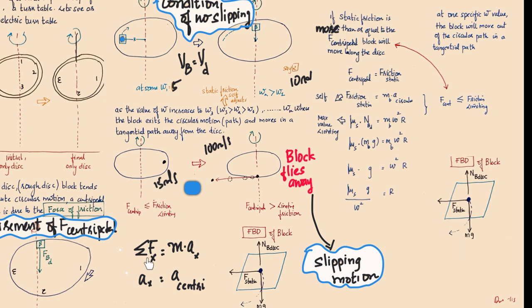So if you apply sigma Fx is equal to m ax by second law of motion, what is ax? Ax is a centripetal. What is Fx? Fx is f static. Therefore, we have f static is equal to m into a centripetal. So you have the same equation again, right? Okay. So yes, that's one part of understanding this.